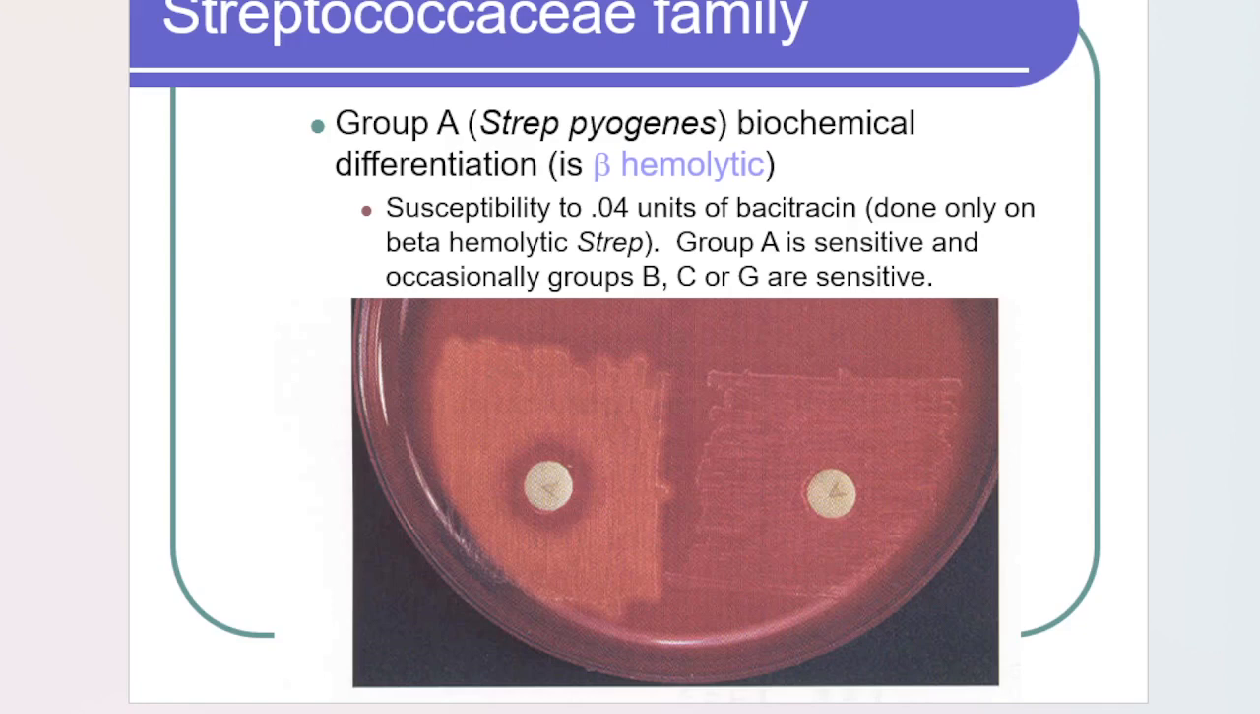If we try to recall, yung bacitracin is also positive for what? Micrococcus, di ba? Positive din siya for Micrococcus. So, susceptible din si Micrococcus, zone of inhibition greater than 10. So, ganun din si Streptococcus. Kumbaga, for the Group A, the Streptococcus pyogenes is sensitive. Okay? And even occasionally, yung B, C, G are sensitive.